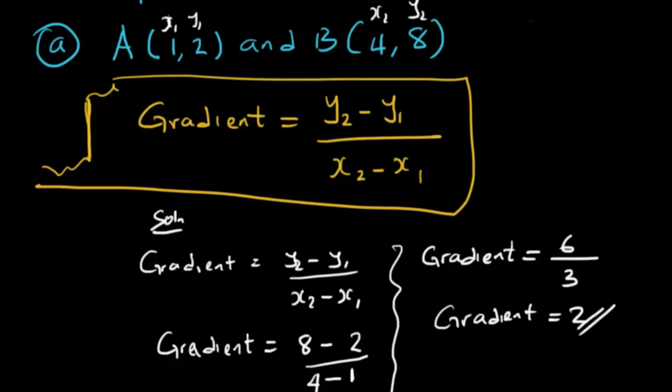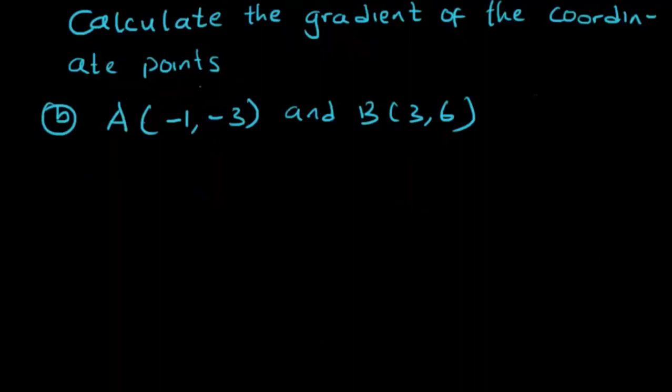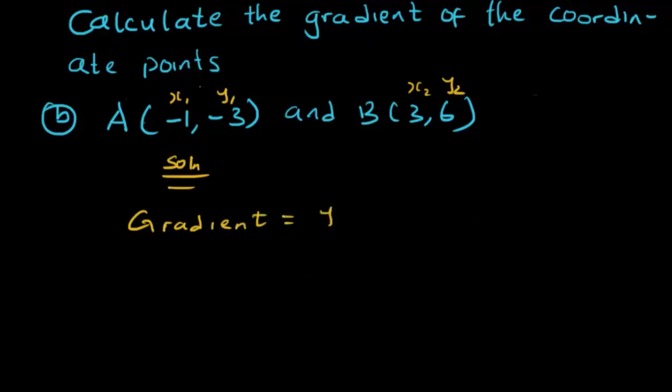Let's take another example. Calculate the gradient of the coordinate points A(-1, -3) and B(3, 6). Now let's do this. Remember, the first thing you want to do is to label the coordinate points x1, y1. Then we have x2, y2. The next thing is to write the formula. So gradient equals rise over run. So we have y2 minus y1 over x2 minus x1.